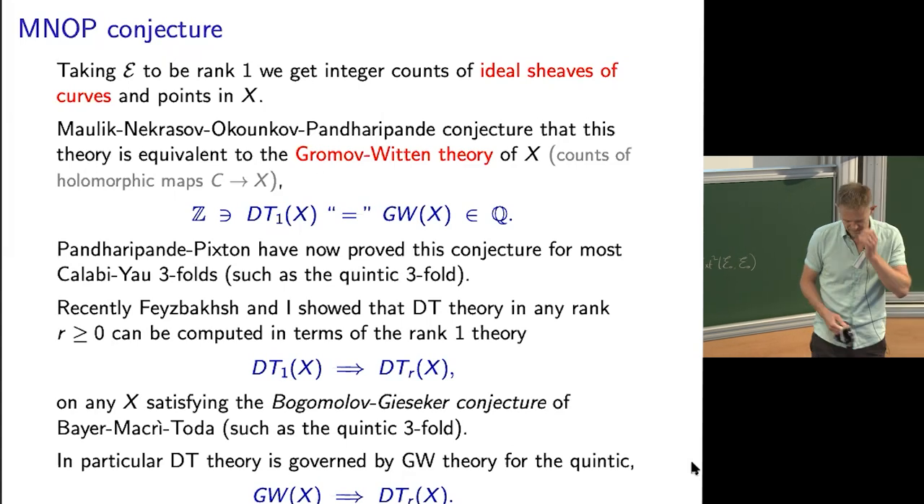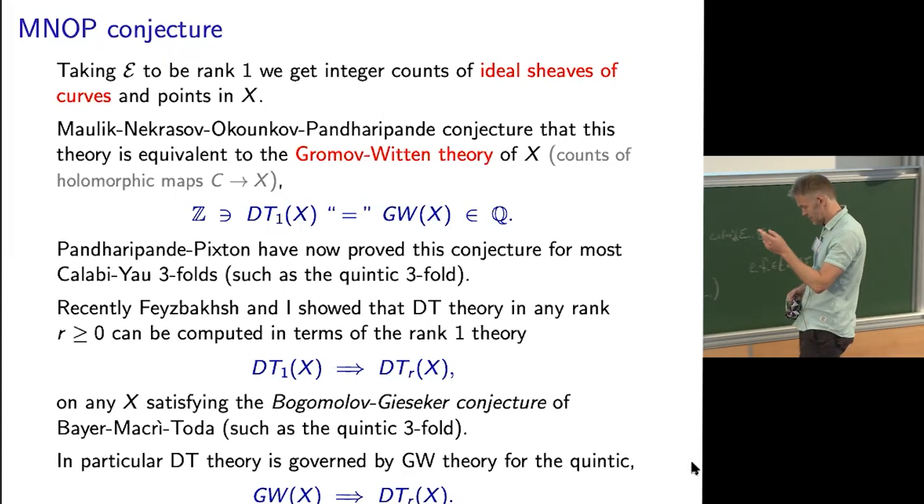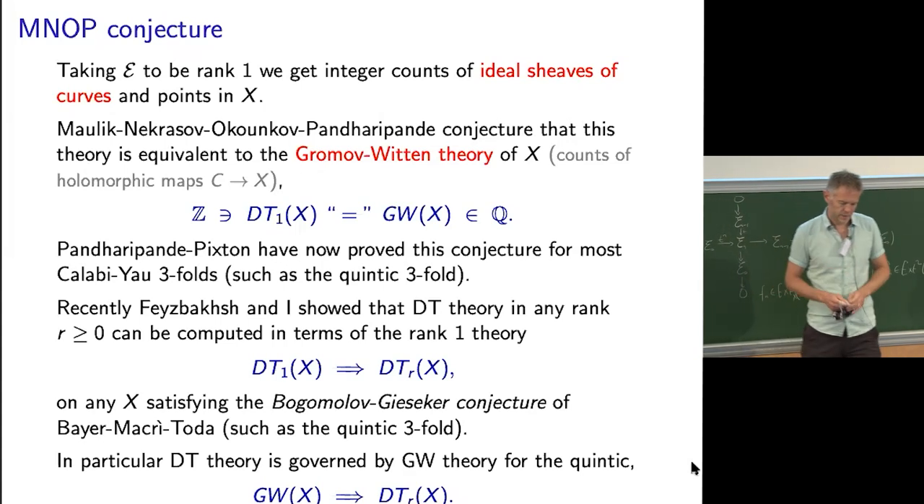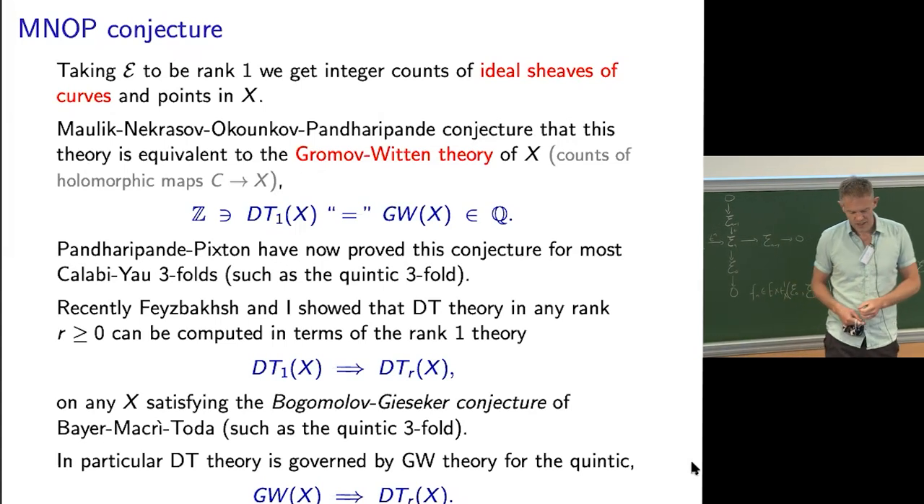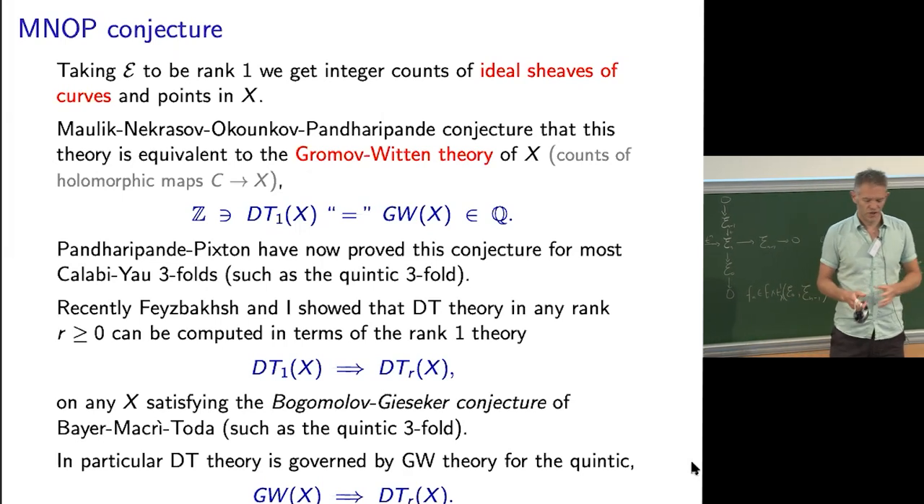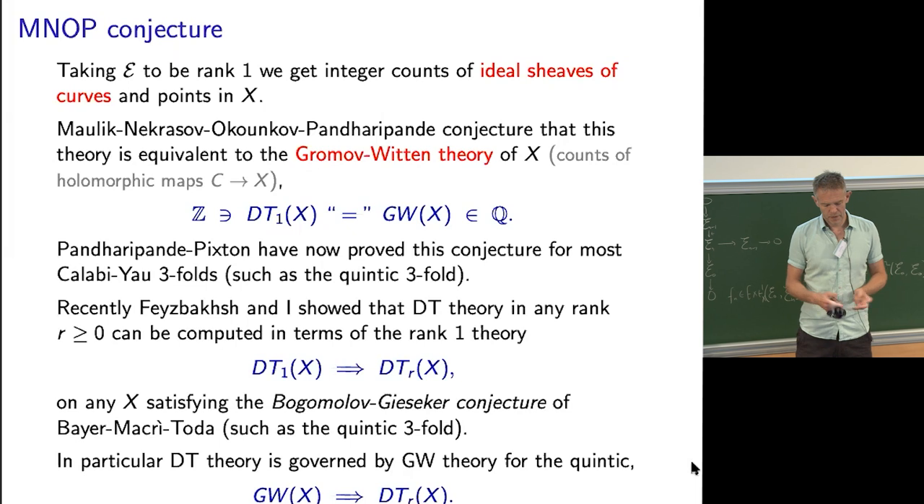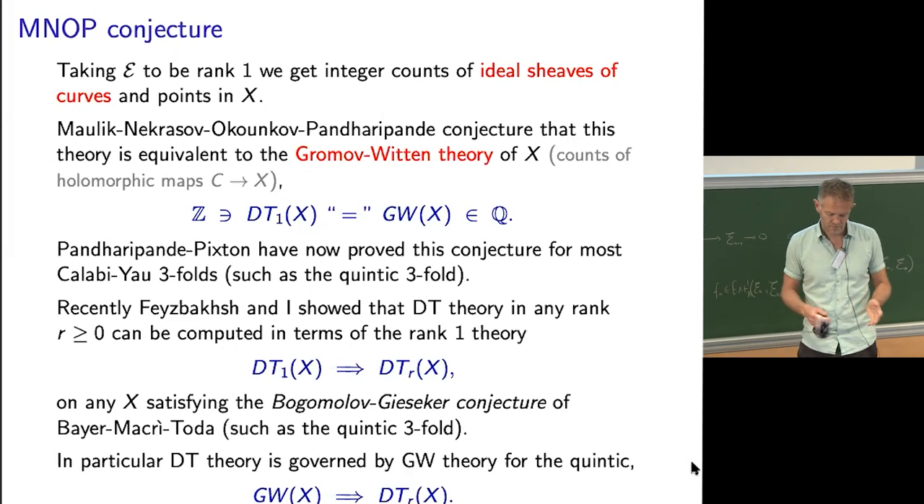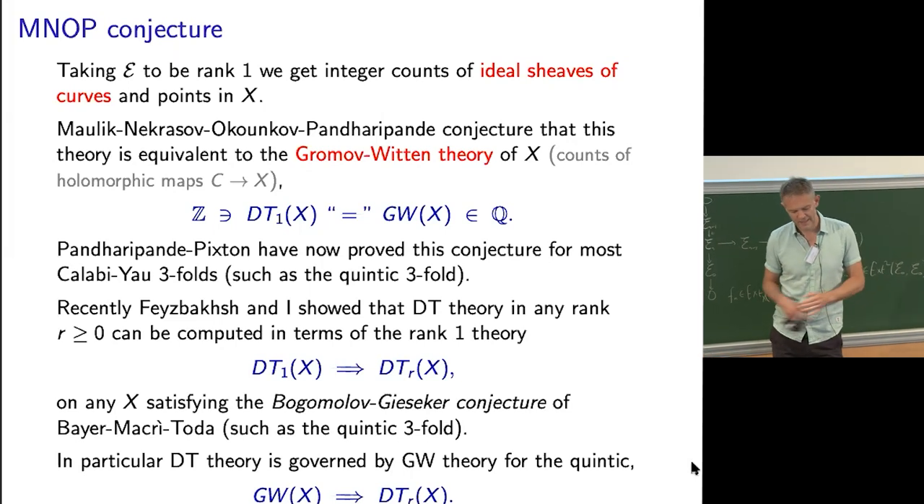So it's work of Bayer, Macrì, Toda, Stellari in different papers. They make this conjecture. It's definitely not always true, but morally it's true. It's true enough in most cases for our purposes. But some version of it is more or less expected to be true on any Calabi-Yau threefold, but we're not there yet. It's not my field, but yeah.